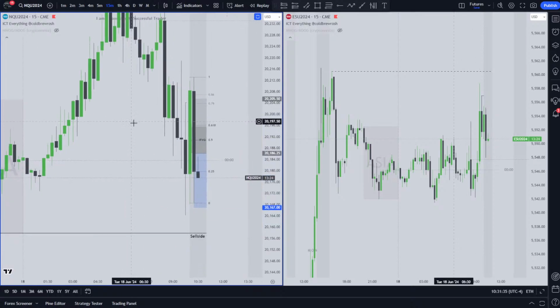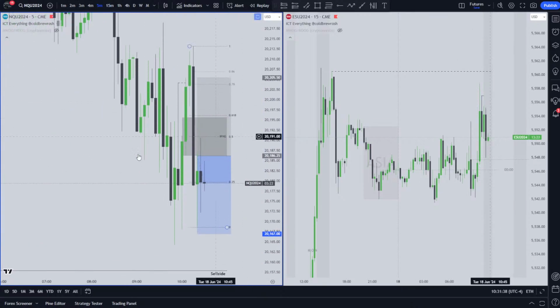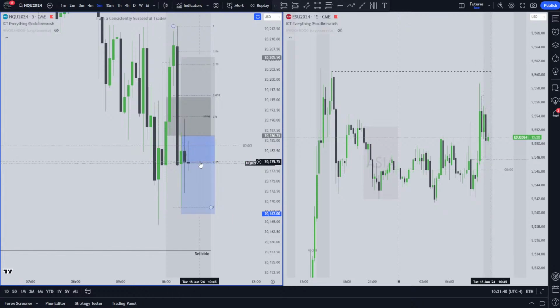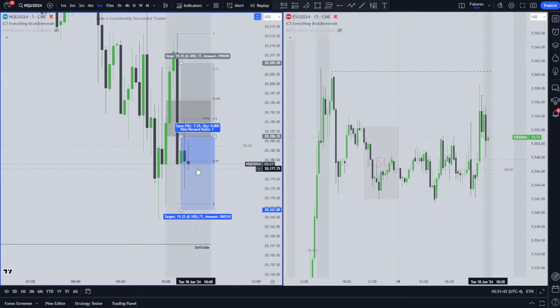I'm going to get rid of that trading tool because I'm not currently using that. That's not the trade I'm in. This is the trade that I'm in.